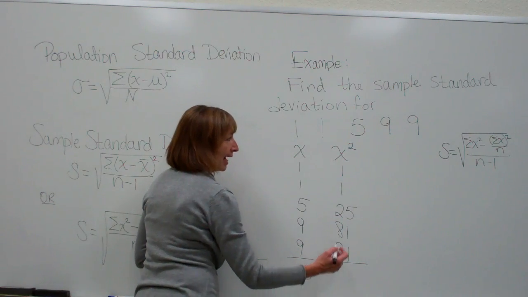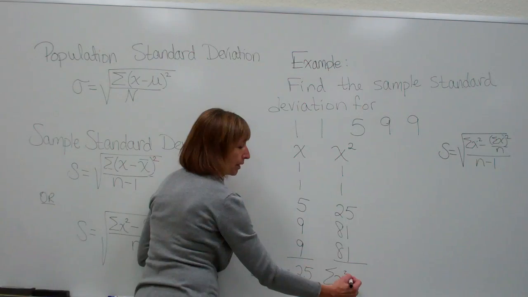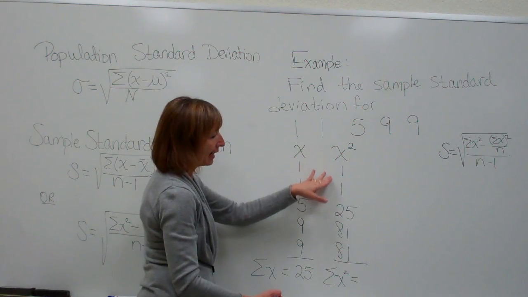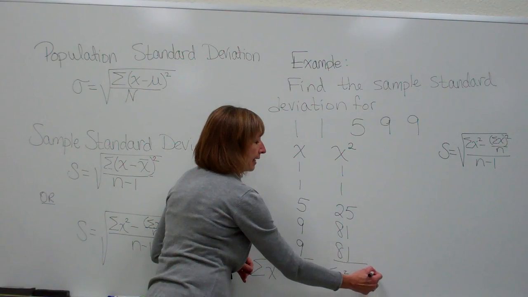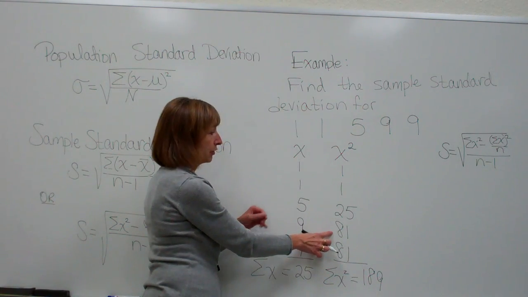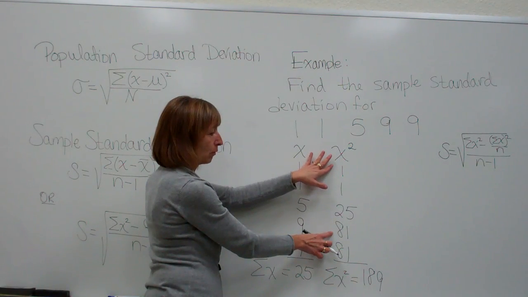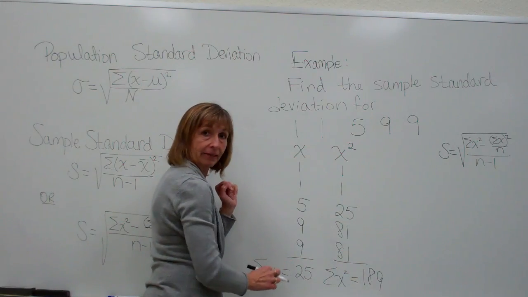I also want to add up the squares of the x's. So this is the summation of x squared. And when I add each of these up, I get a total of 189. So I have 81 plus 81 is 162, plus 1 plus 1 is 164, and 164 plus 25 is my 189.